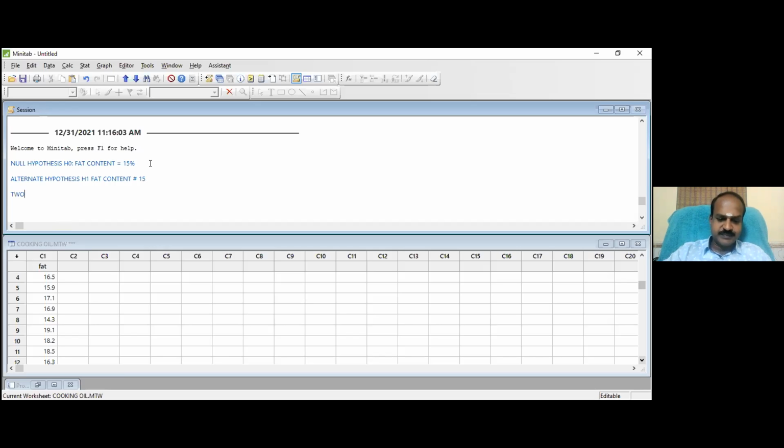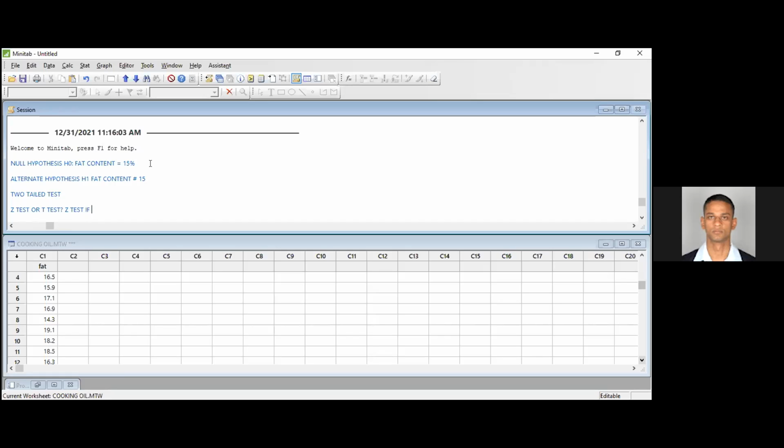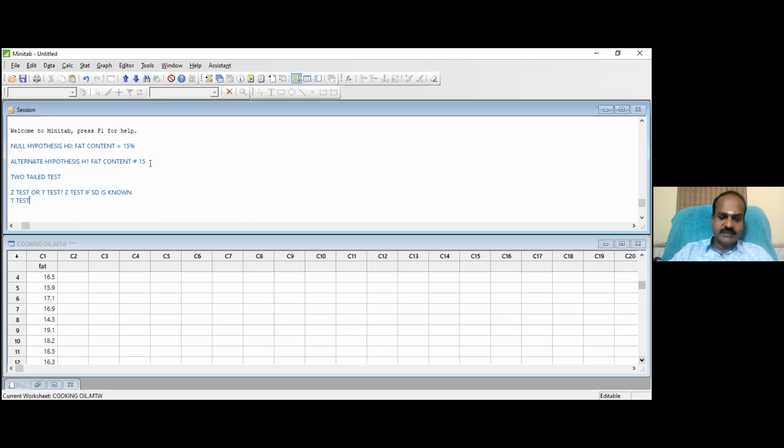And what is this test? Two-tail test or one-tail test? Two-tail test, right? And is this going to be a Z-test or a T-test? It will be a Z-test if the population standard deviation is known. It will be a T-test if the standard deviation is unknown. We will do both cases. So first case, let us assume the population standard deviation as 2.6.